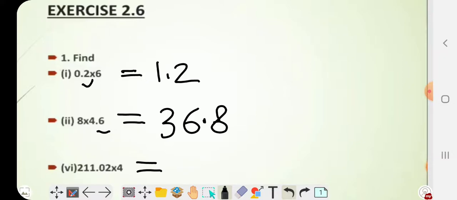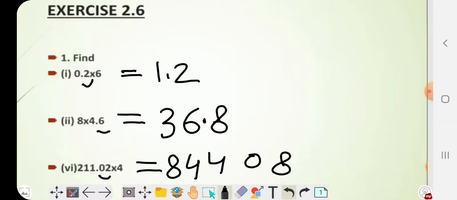Then again 4 2s are 8, 4 zeros are 0, 4 1s are 4, 4 1s are 4, 4 2s are 8. This is the multiplication, but this is not the correct answer because we have to put the decimal before two digits. This is the final answer. I have done 3 parts of this question for you. You have to do the rest of the parts by yourself, and this is compulsory to do. This will give you more exposure to practice.